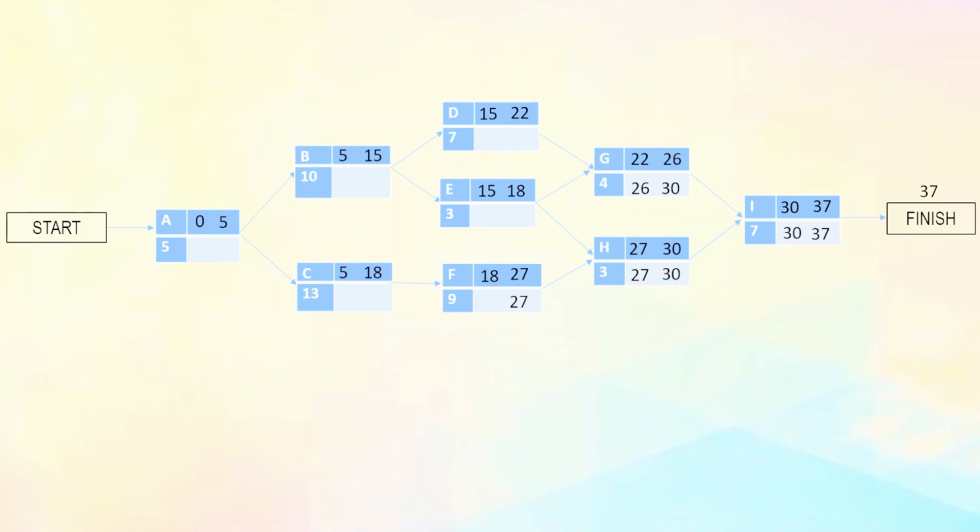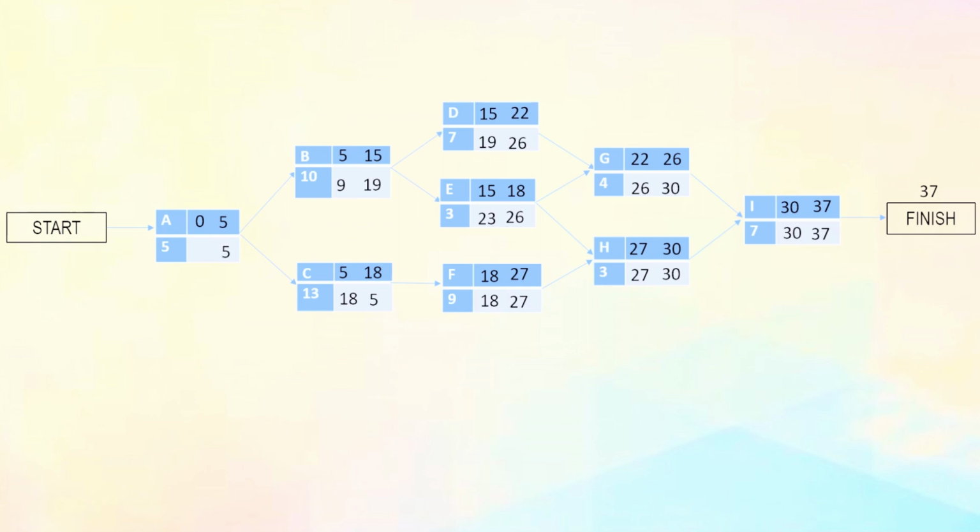B has two successors, D and E. The minimum of their latest start is 19, so the latest finish for B will be 19, and its latest start will be 9. Activity A has also two successors, which are B and C. The minimum of their latest start is 5. So the latest finish for A will be 5 and its latest start will be 0. And the backward pass is now complete.